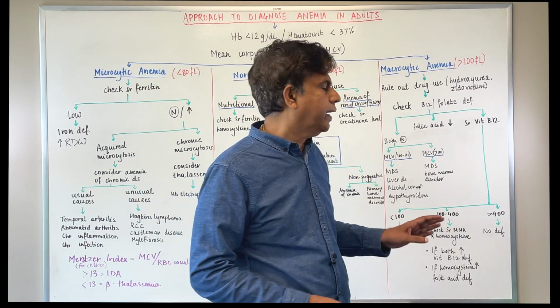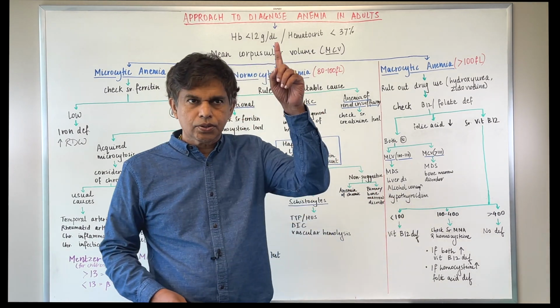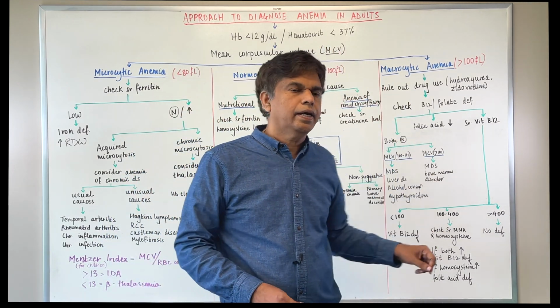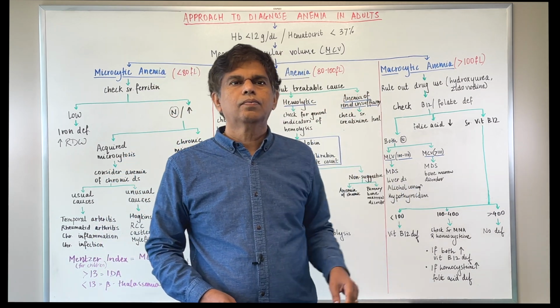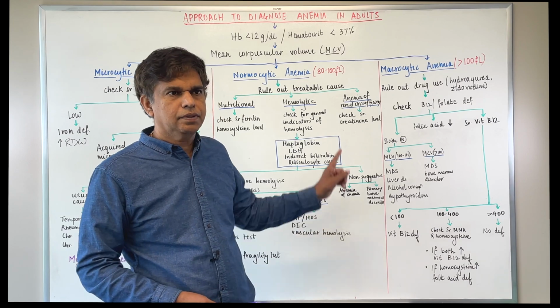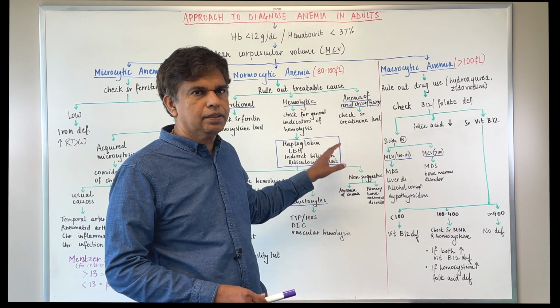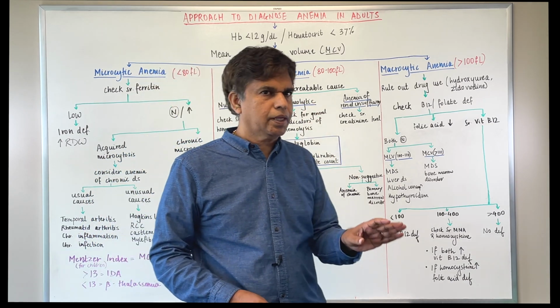Remember that, okay? So, LDH goes up. Everybody got that? Yes. And then what? Indirect bilirubin goes up. What about reticulocyte count? Increases. Okay? So remember the difference, people always get confused about the haptoglobin.